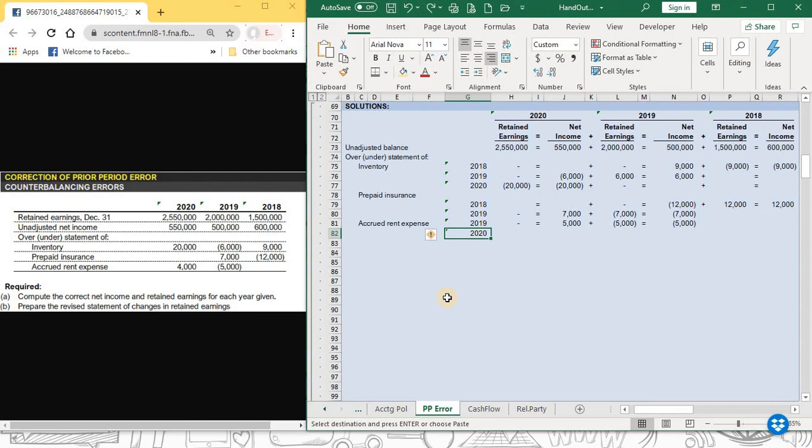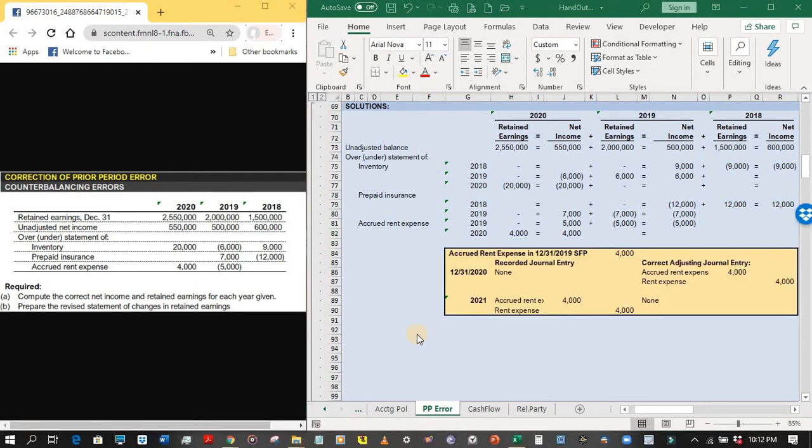And in order to correct the understatement of the 550,000 pesos net income in 2020, we need to add 4,000 pesos to net income. And since this is the year the error was committed, the retained earnings at the end of 2020 is still unadjusted. So the 2.55 million retained earnings at the end of 2020 is also understated by 4,000 pesos. And in order to correct the understatement of 2020 RE, we need to also add 4,000 pesos.